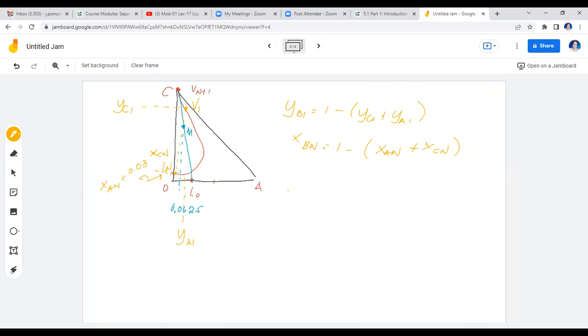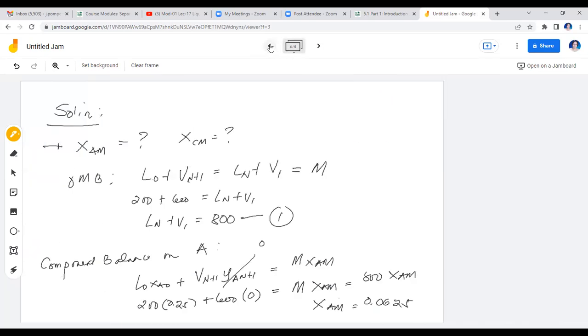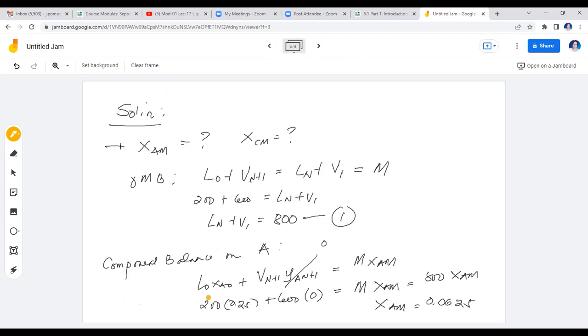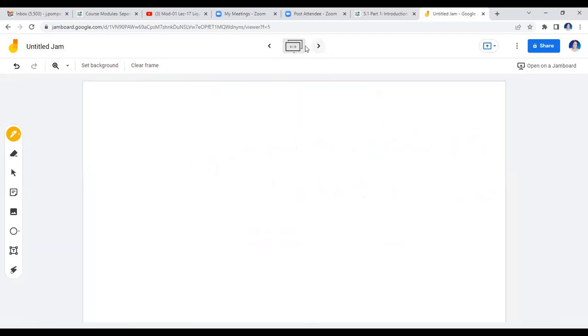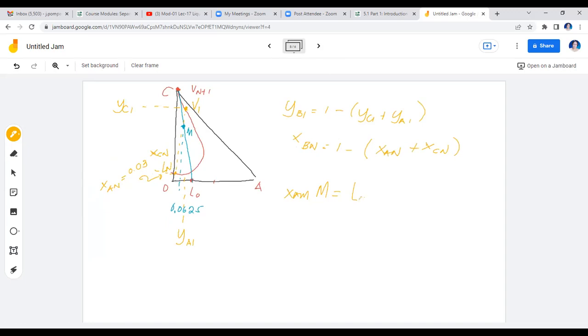So let's say you have XAN times N is equal to L sub, here you copy this one. You have LO and V sub N plus 1. So what you are actually finding is the L sub N and the V sub 1. So you place it here. L sub N, X sub AN plus V sub 1, Y sub A1. You know this, right? You have determined that. You know this to be 800. The L sub N you do not know. But the X sub AN you know.